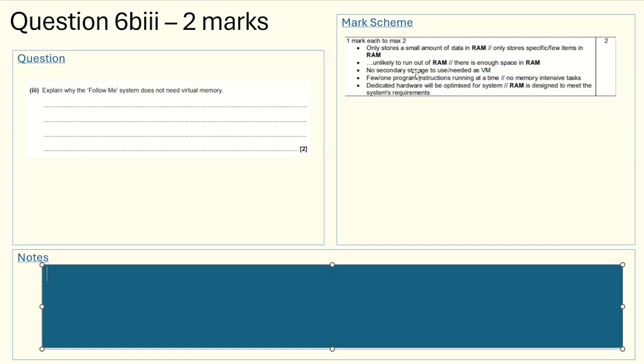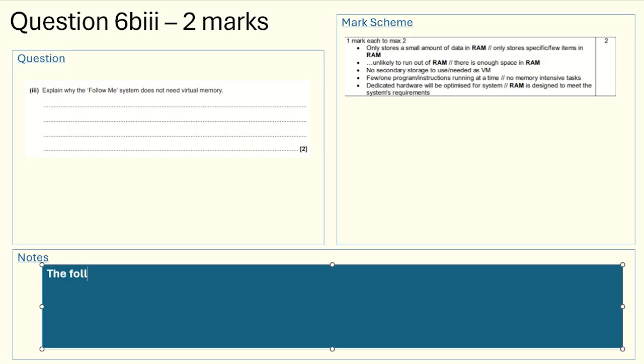Also, the system has no secondary storage. It's just got the ROM and the RAM. It doesn't have an operating system. It's got no secondary storage in there to use. So we can't actually use virtual memory in this, because we don't need it, and because we can't use it, because there's no secondary storage to put the virtual memory on. So let's try and get 2 marks out of this one.